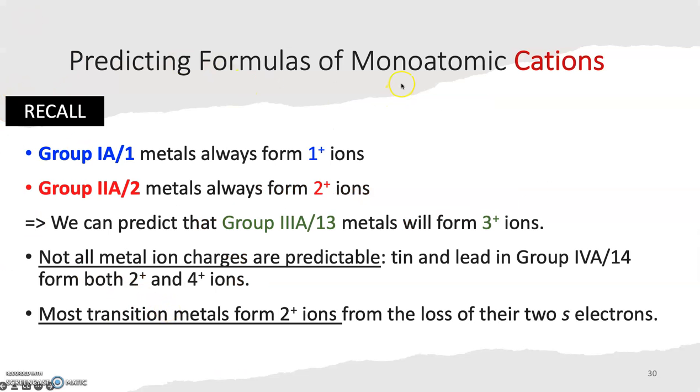You can predict the formulas of monoatomic cations. Recall that group 1A, or group 1, metals always form 1+ ions. Group 2A, or group 2, metals always form 2+ ions. So we can predict that group 3A, or 13, metals will form 3+ ions. Not all metal ion charges are predictable. For example, tin and lead in group 4A, or 14, can both form 2+ and 4+ ions. Most transition metals form 2+ ions from the loss of their 4s valence electrons.